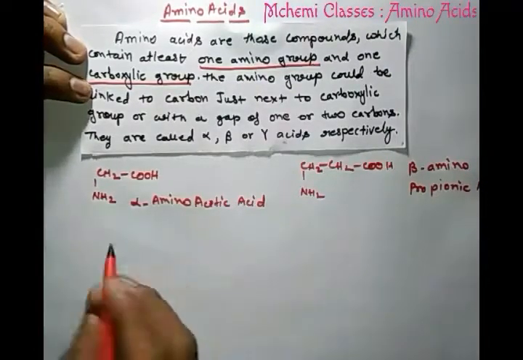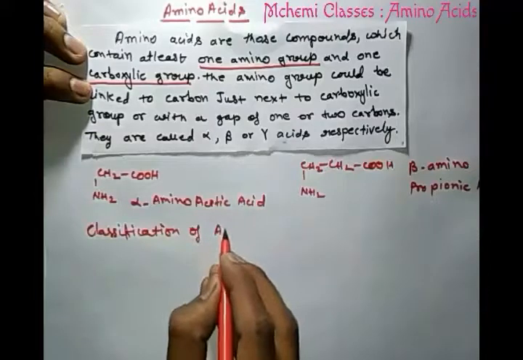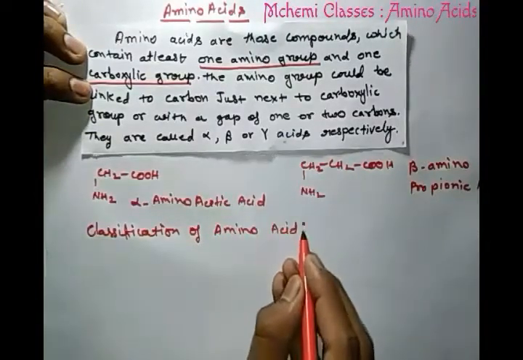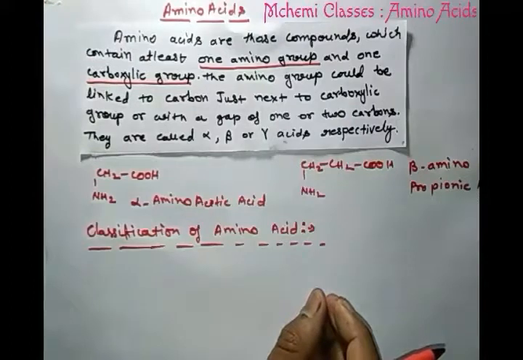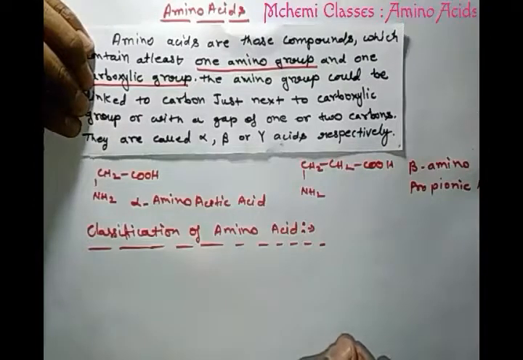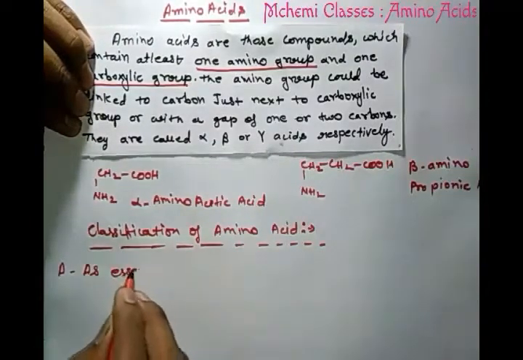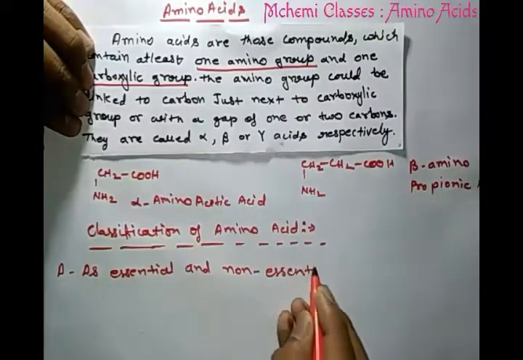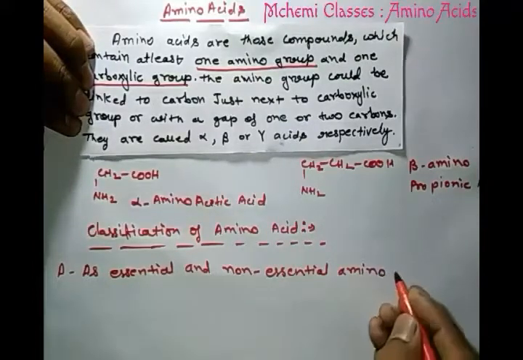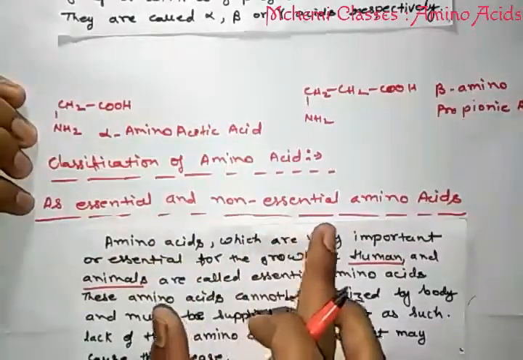Like this. Now we will talk about the classification of amino acids. Amino acids can be classified in different ways. The first way is as essential or non-essential amino acids.